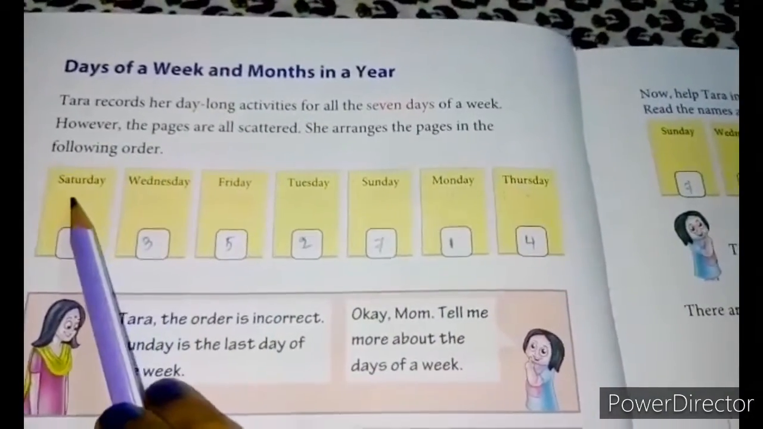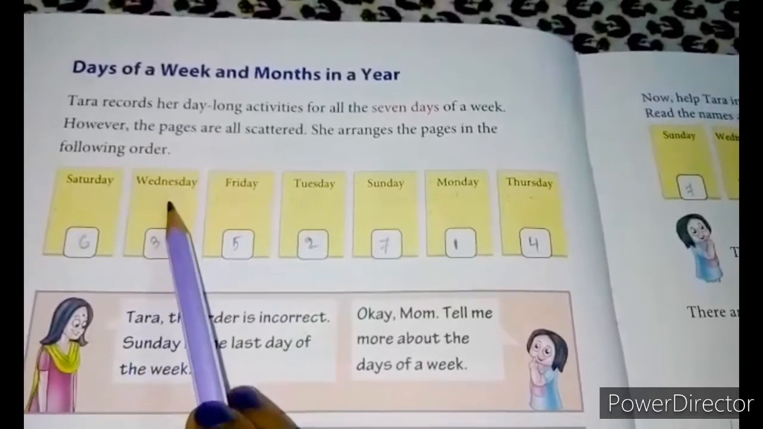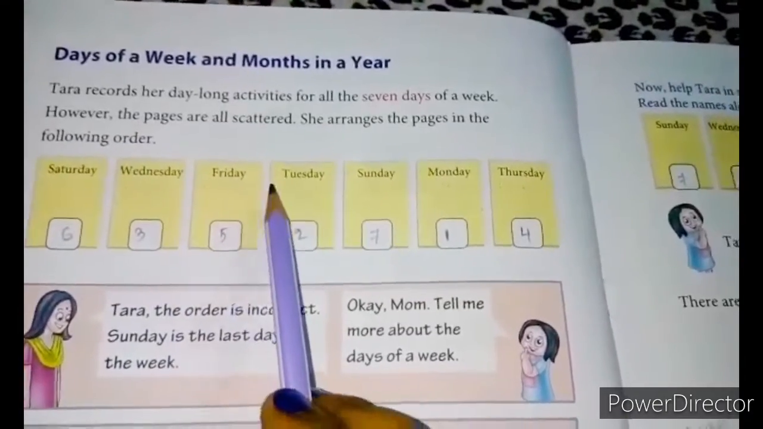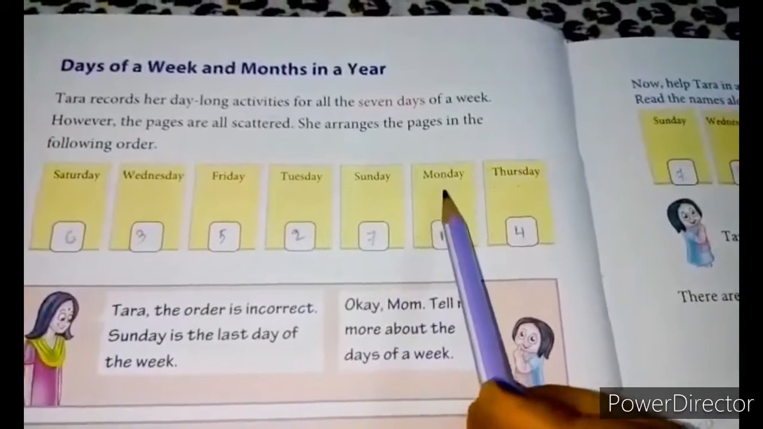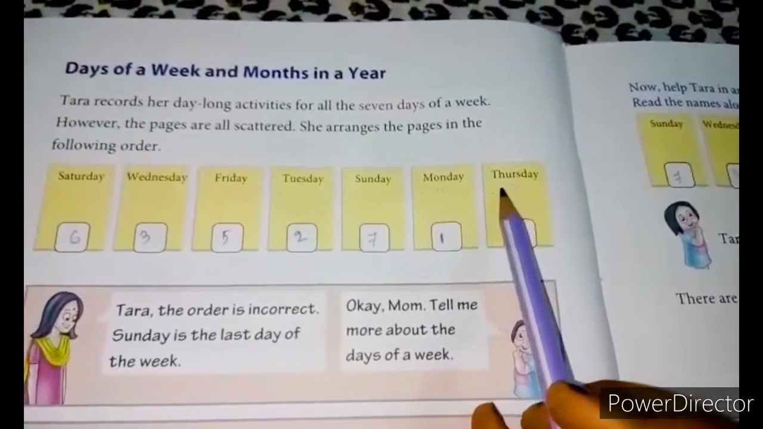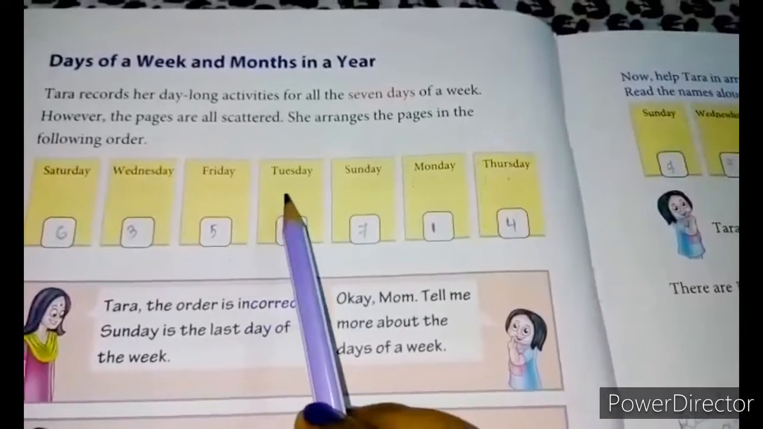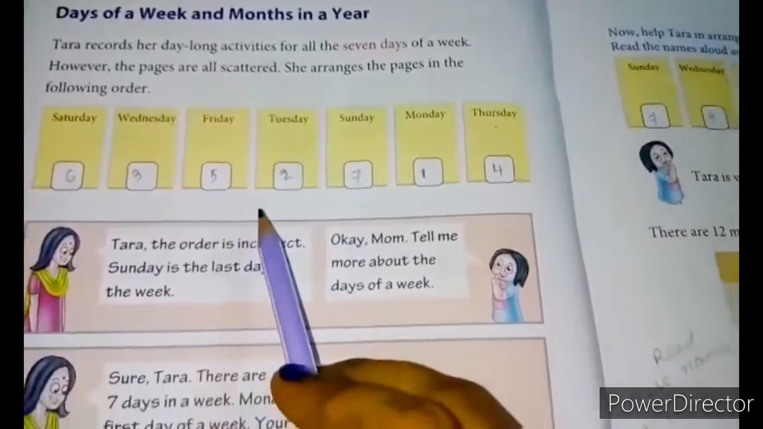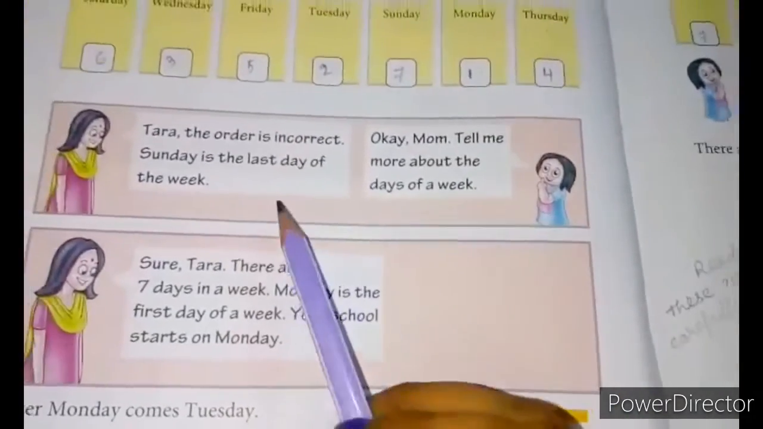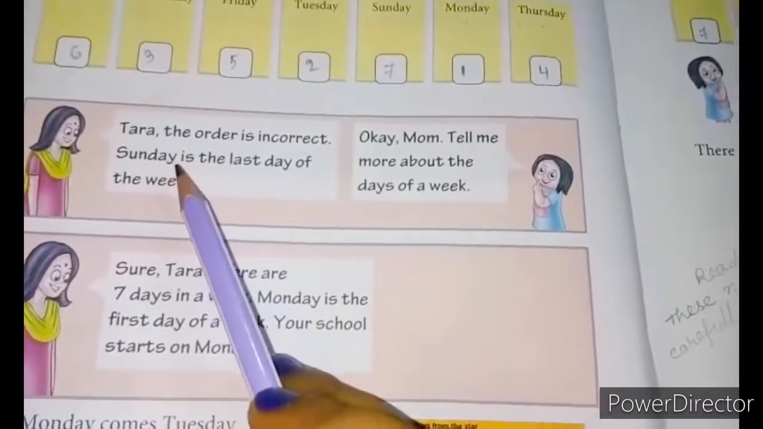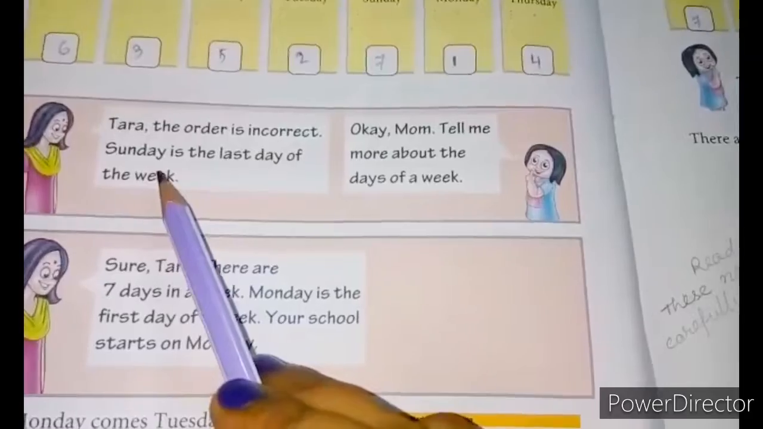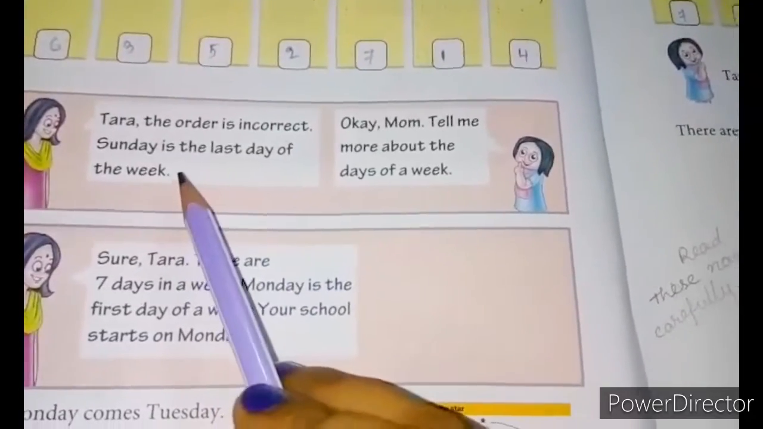What are they? Saturday as first, Wednesday as second, Friday as third, Tuesday as fourth, Sunday as fifth, Monday as sixth, and Thursday as seventh. But this order is incorrect. That is why in this conversation we can see that Tara's mother told her that, Tara, the order is incorrect. Sunday is the last day of the week.